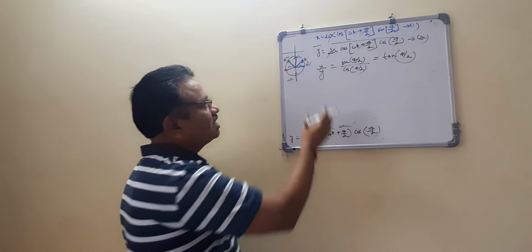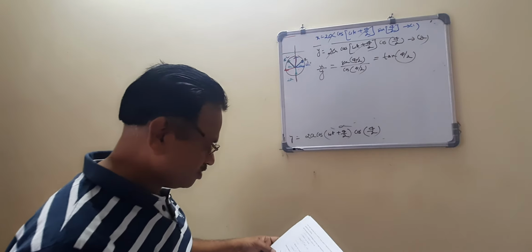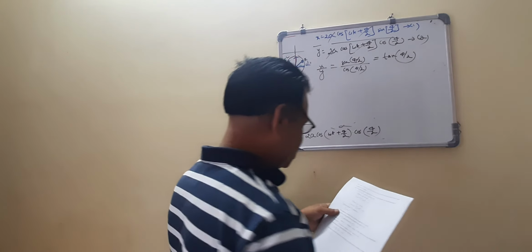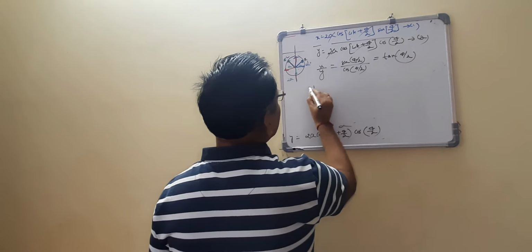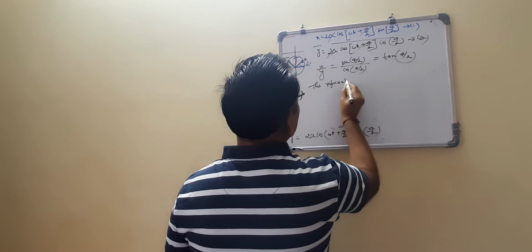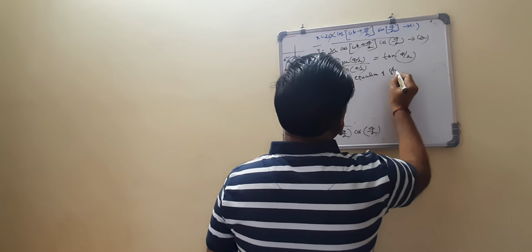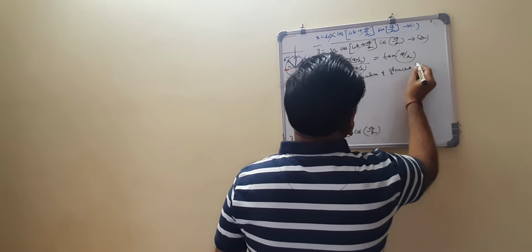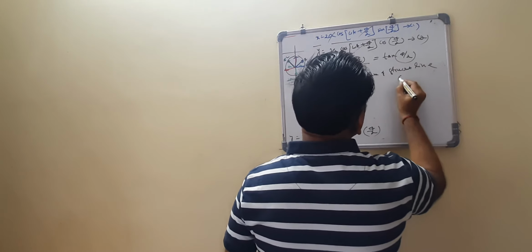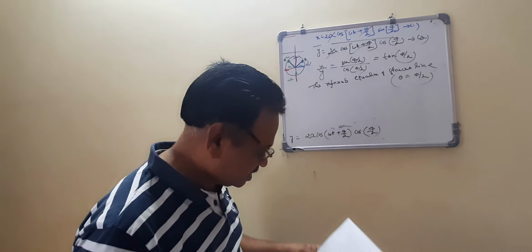It is just like the equation of a straight line, y equal to mx. This represents the equation of a straight line, with phase difference theta equal to pi by 2. What is the phase difference created?